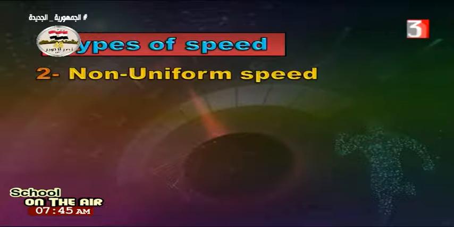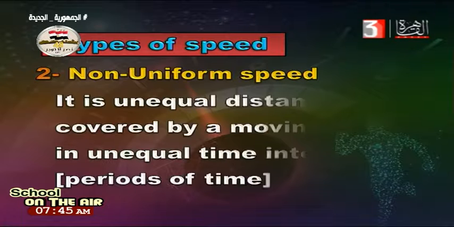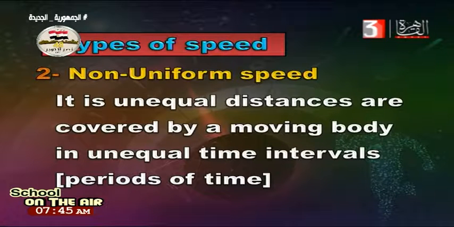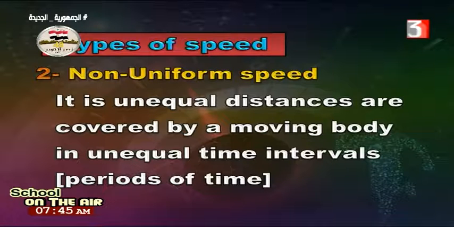Another type of speed: non-uniform speed, or irregular speed. It is when unequal distances are covered by a moving body in unequal time intervals.